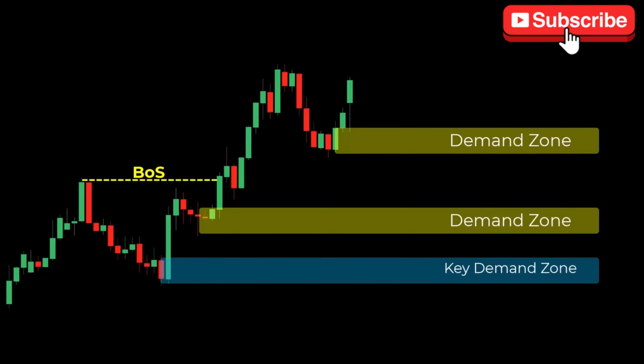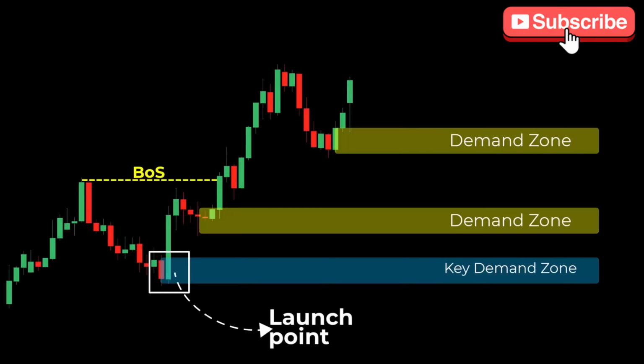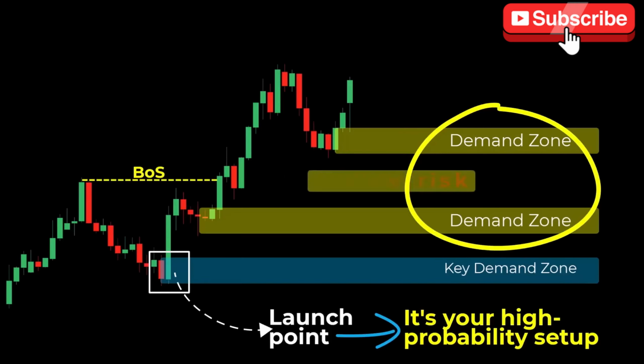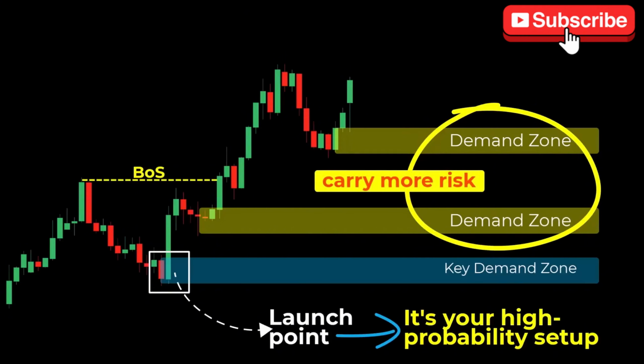But here's where you need to be smart. The origin of this bullish move, the exact zone where price launched and broke structure, is the one that deserves your full attention. That zone is where smart money entered the market. It's your high probability setup. Now sure, the other zones may still offer entries, but they carry more risk. Why? Because they're more likely to get swept in a liquidity grab, especially if retail traders are stacking orders there.